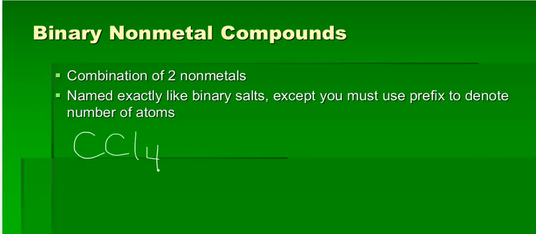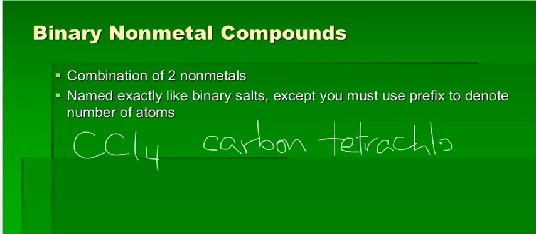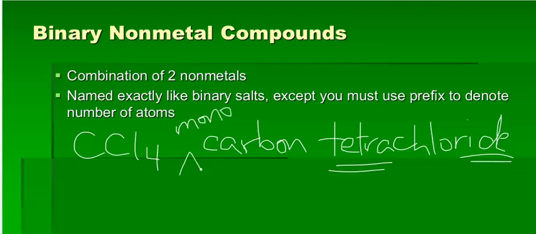CCl4. That's two nonmetals put together. Carbon. Since there's 4 chlorine, I need to indicate that with the prefix. So 4 would be tetra, and then chloride. So you see the suffix is just like binary salts, the IDE. The only difference is we're using this prefix. Now, I could have said monocarbon. I could have put the mono there, but you don't have to put mono if it's the first element. So I could have said monocarbon tetrachloride, but more often than not, you're just going to see carbon tetrachloride.